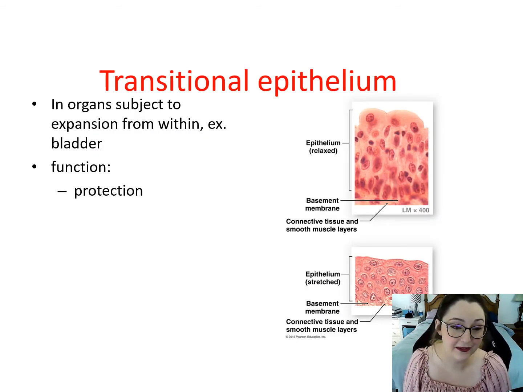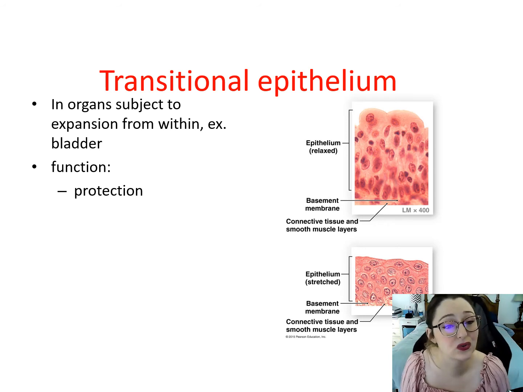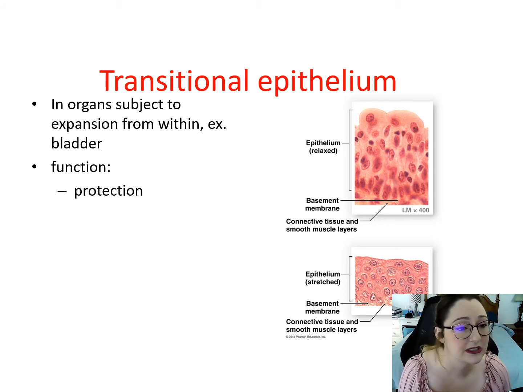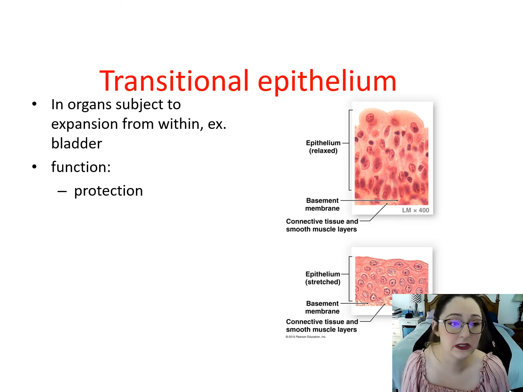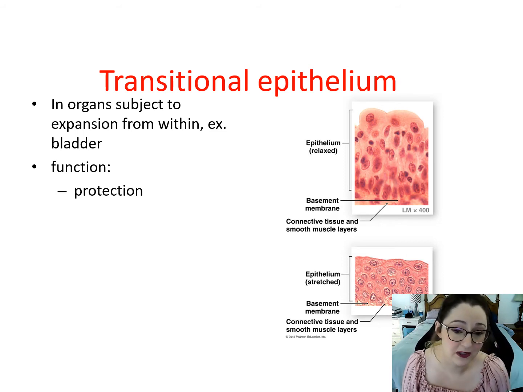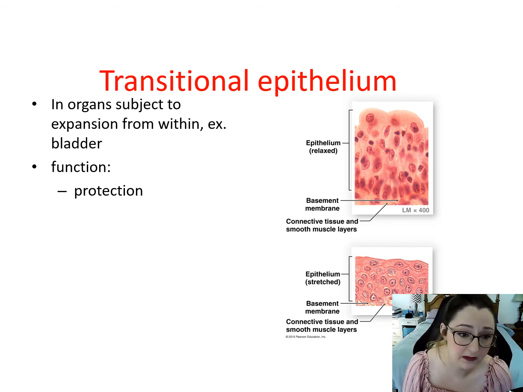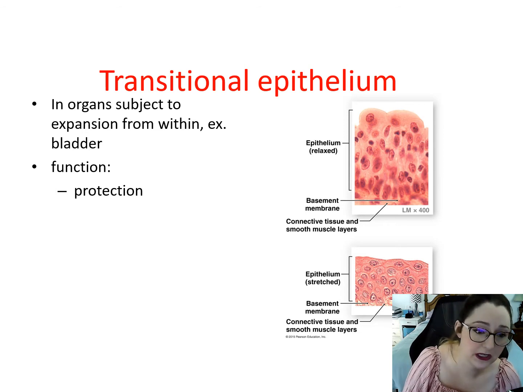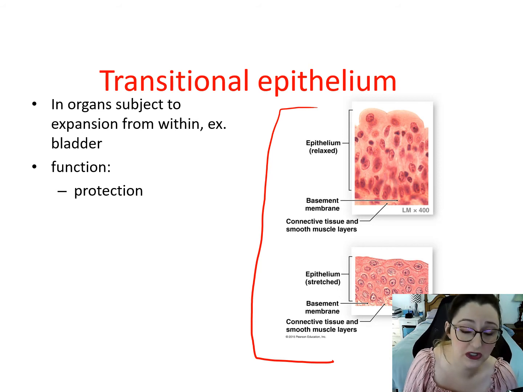Probably one of my favorite types of epithelial tissue is transitional epithelium. Transitional epithelium is going to be in organs that are subject to expansion from within. The best example I can give you is the bladder, and the function is to protect that organ. So what's really interesting, and I will use pictures like this, I'll give you both pictures and tell you what you're looking at. So this is a slide of relaxed transitional epithelium, and then this is what it looks like stretched.